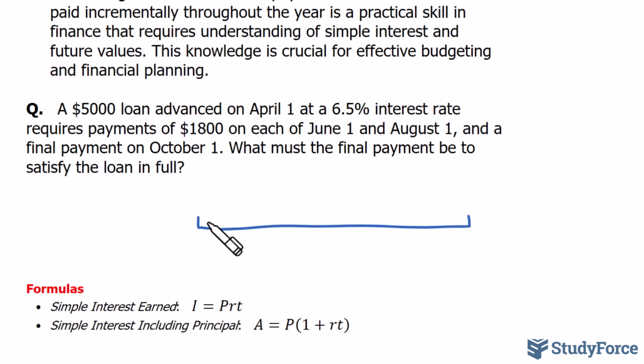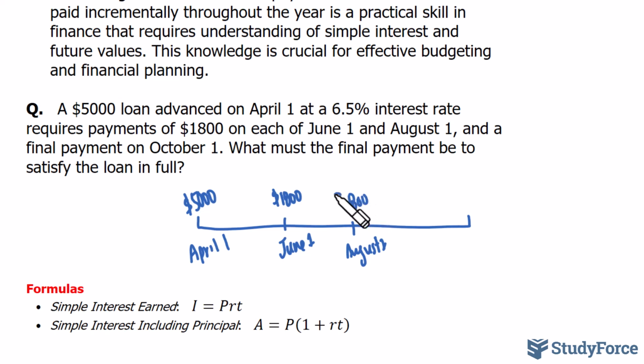So the loan was advanced on April 1st, and it was for $5,000. On June 1st, $1,800 must be paid off. On August 1st, the same applies. And there's one more payment on October 1st. We'll say that this is October 1st, which is unknown. We'll call it X.